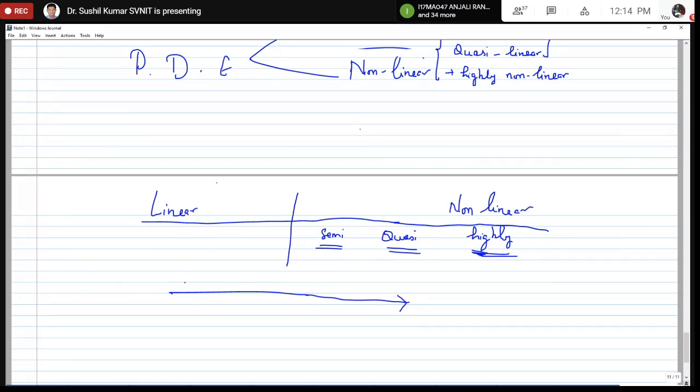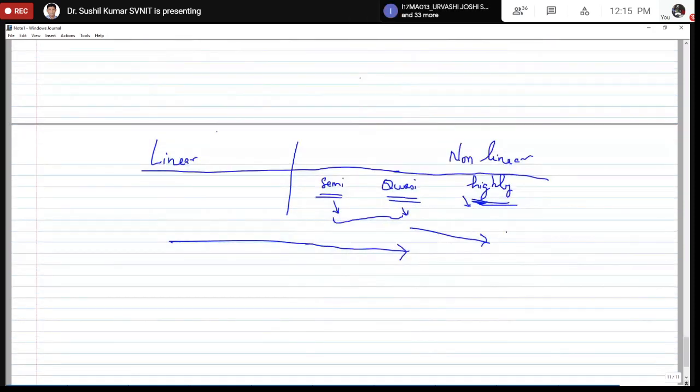Linear are very easy to solve. Then we have semi-linear, then quasi-linear. If we move in this direction, then the difficulty to solve the differential equation will increase. So in non-linear equations, semi-linears are easy to solve. Quasi-linear are more difficult than semi-linear to solve, and highly non-linear equations are very tough to solve. Now, what is the meaning of semi-linear and quasi-linear PD? Now we'll move to this PD. So it is clear.